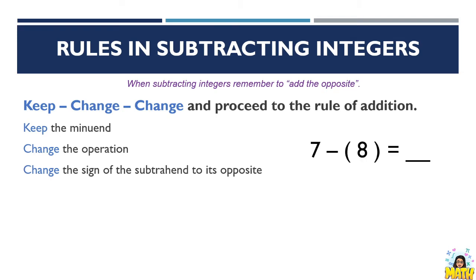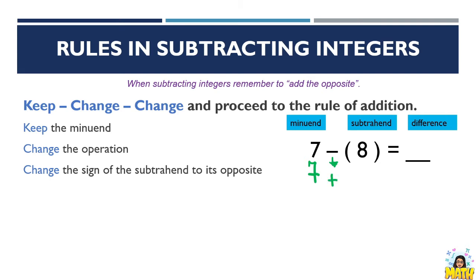For example, we have this mathematical sentence. 7 minus 8 equals blank. 7 is the minuend, 8 is the subtrahend, while the answer is called the difference. Sabi dito, keep the minuend. So let's keep the minuend as is. Change the operation. From the operation of subtraction, we will change it to addition and then change the sign of the subtrahend, positive 8. So we'll change that into negative 8.